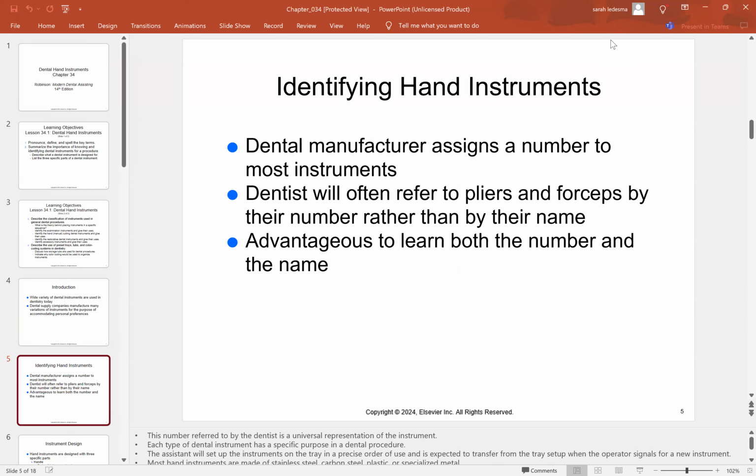Identifying hand instruments. The dental manufacturer assigns a number to most instruments. The dentist will often refer to pliers and forceps by their number rather than their name. It is advantageous to learn both the number and the name.